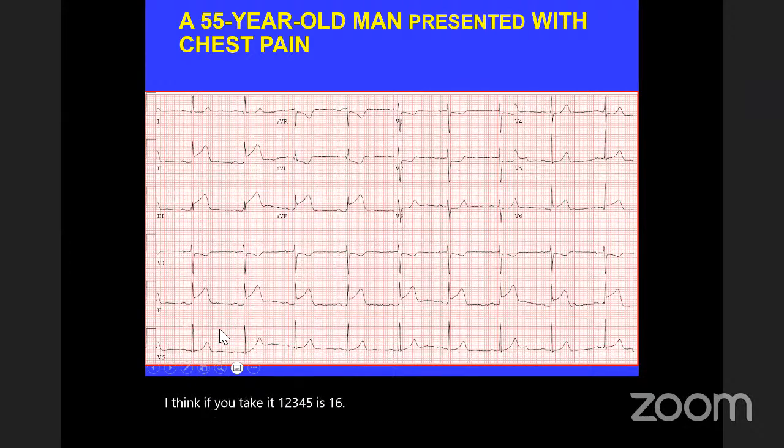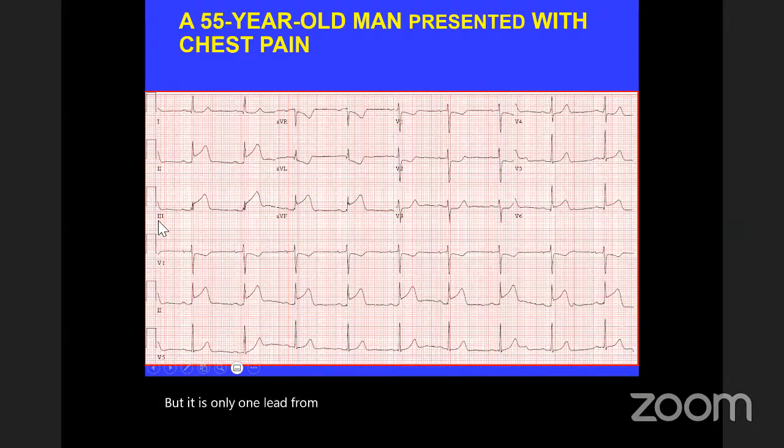Okay, and it's regular rhythm. About the axis, it's normal axis, no axis deviation. And ST segment, we can see the elevation, ST segment elevation in lead 2, AVF, lead 3, and V6. I think there's also, yeah, there is minimal elevation, but it is only one lead, lateral.